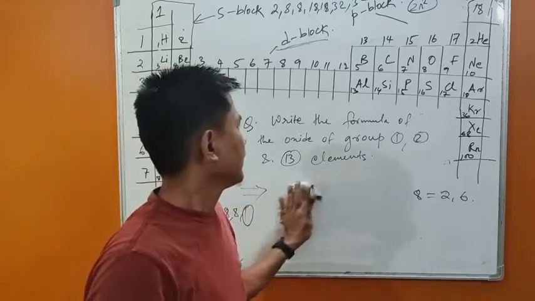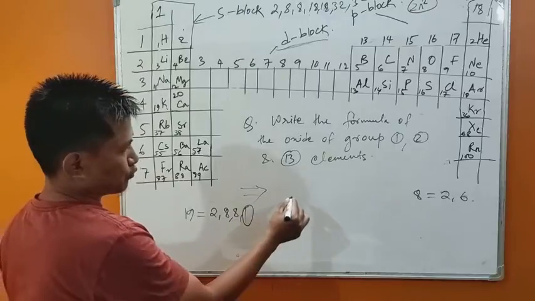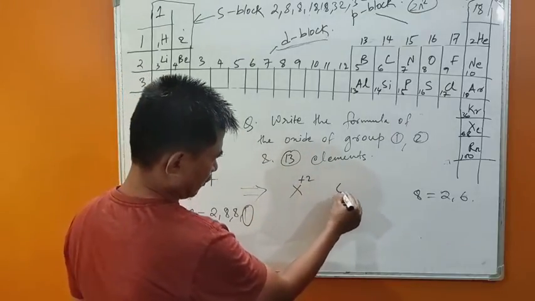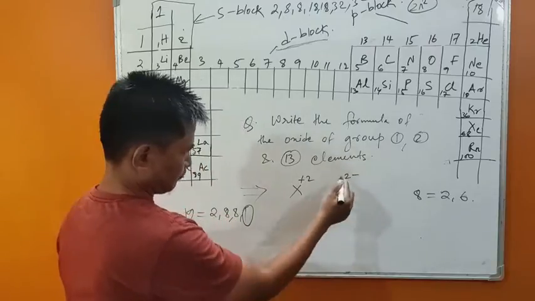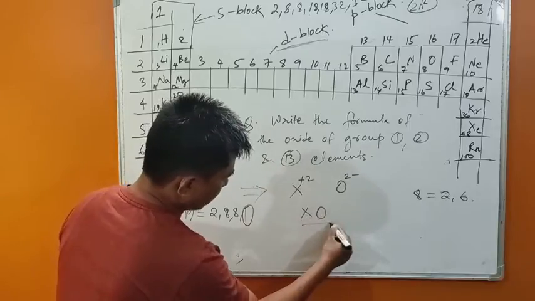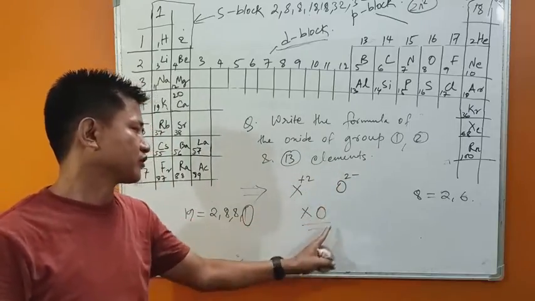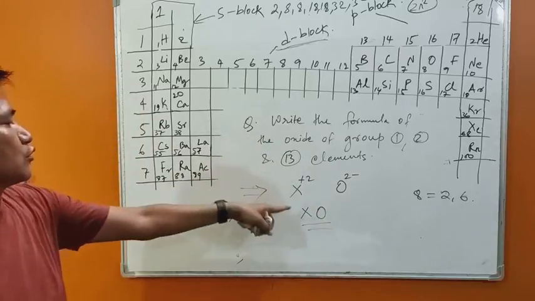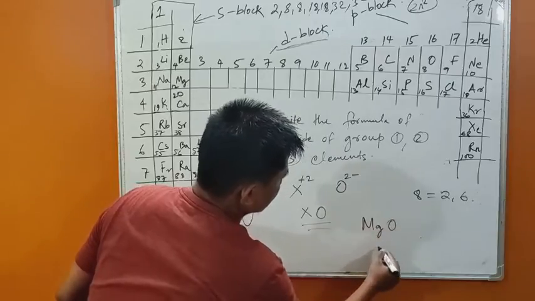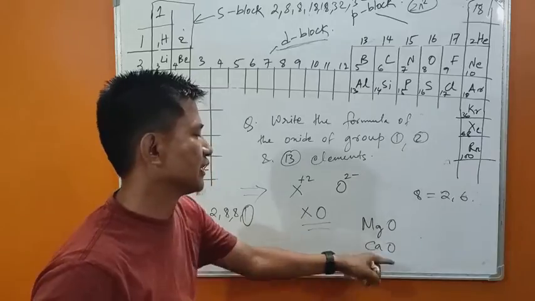Okay, now from group 2 we have valency 2 positive, isn't it? And oxygen is 2 negative. Now 2 positive and 2 negative cancel out, so the formula of oxide becomes XO. Or you can write MgO. You have seen formulas like this, MgO, CaO, isn't it? This is magnesium oxide, this is calcium oxide.